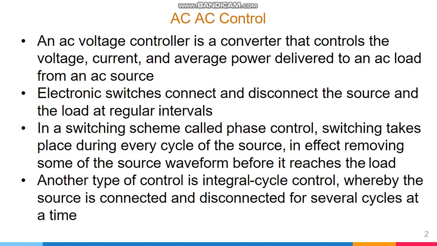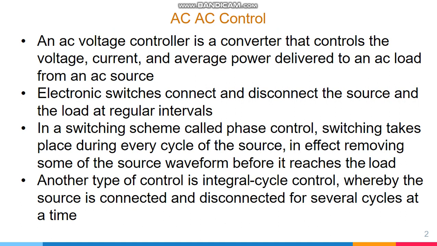AC-AC converters are basically relatively easy as compared to DC-DC control. In DC-DC control, we needed to find filtering values, the type of filter that we need to use, the switching rating and switching frequency, and similar things. But AC-AC control is relatively easy and simple to understand.